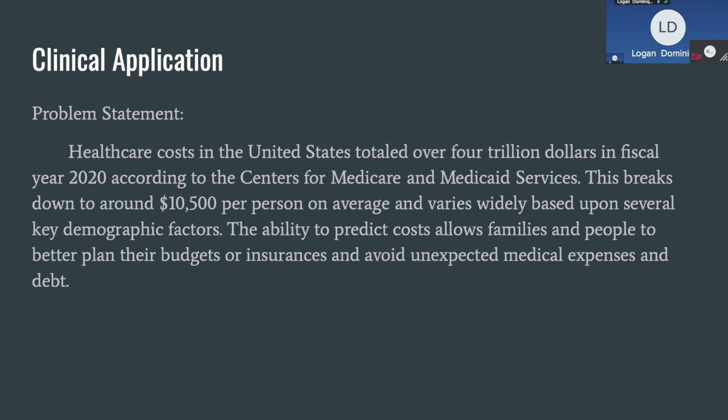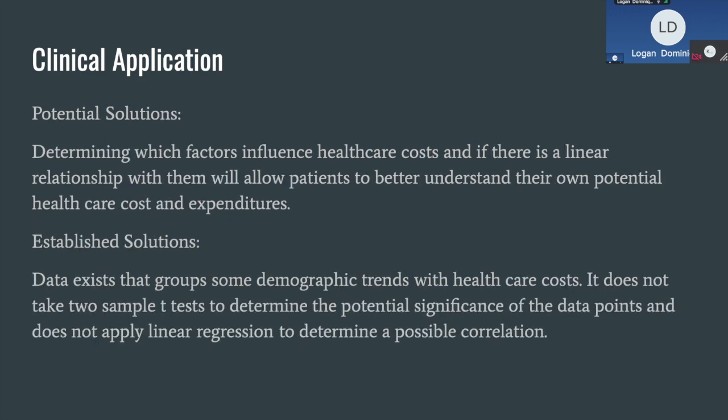Major factors driving these costs include hospital visits, medical conditions that require controller medications, and repeated doctor visits. The ability to predict costs allows families and people to better plan their budgets or insurances and avoid unexpected medical expenses and debt. So determining which factors influence healthcare costs and if there is a linear relationship with them will allow patients to better understand their own potential healthcare costs and expenditures.